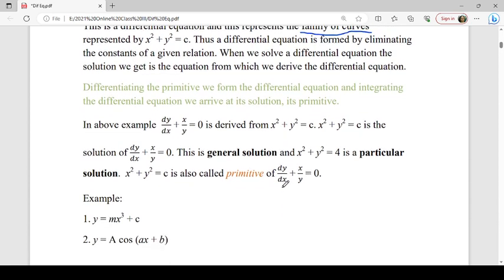So the general solution is x square plus y square equal to c. This is a general solution.